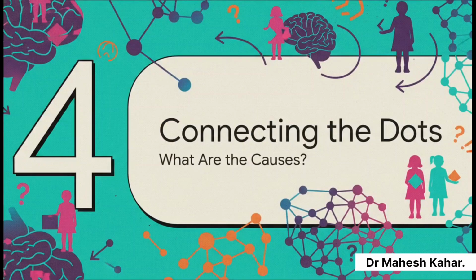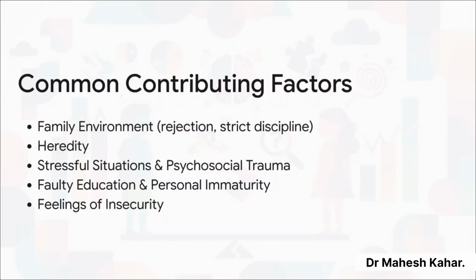Okay, so we've seen this pattern pop up over and over again. The obvious next question is, why? What's actually causing this? In our final section, let's try to connect the dots and look at the potential reasons mentioned in the textbook. The textbook doesn't offer one simple, neat answer. Instead, it points to a whole constellation of factors that could be at play. Things like the family environment, parental rejection, or super strict discipline come up a lot. So do things like heredity, trauma, and just deep underlying feelings of insecurity. It really seems to be a complex mix of nature and nurture.